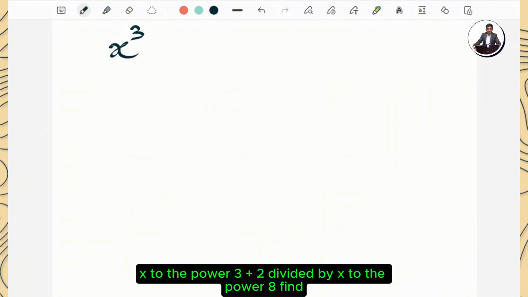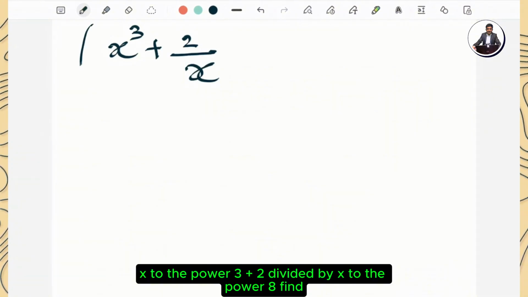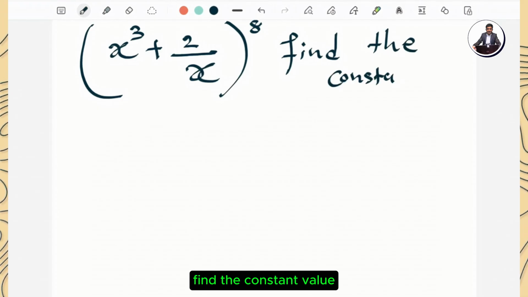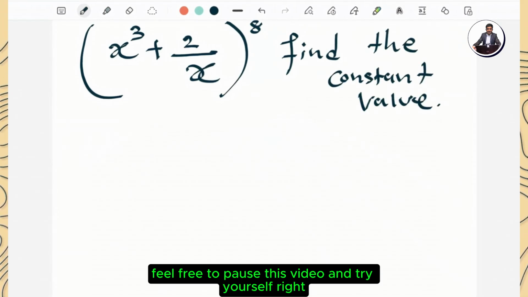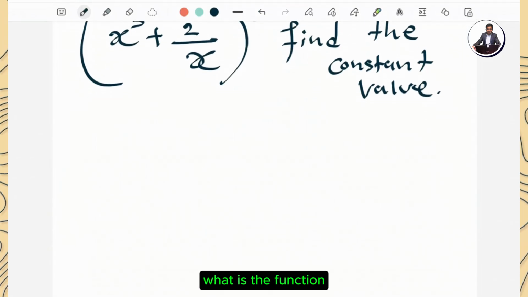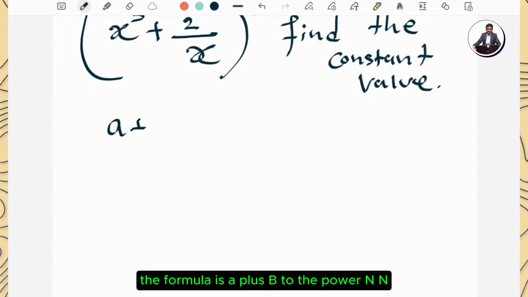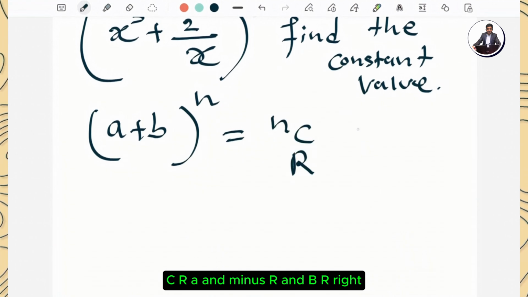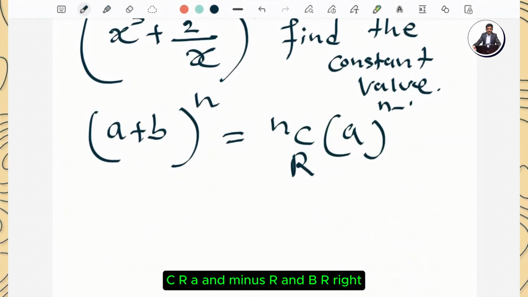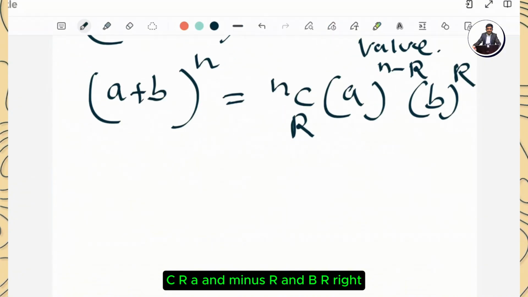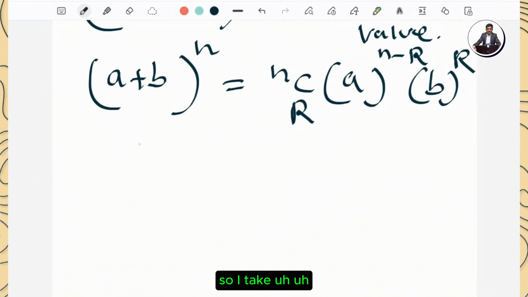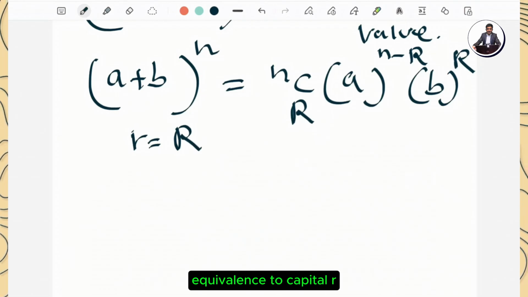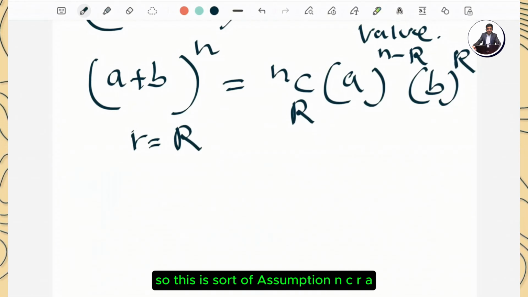Okay. (x^3 + 2/x)^8. Find the constant value. Feel free to pause this video and try yourself. What is the function? The formula is (a + b)^n = nCr a^(n-r) b^r. So I take r as capital R, which is sort of an assumption.